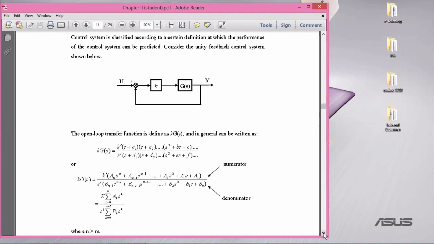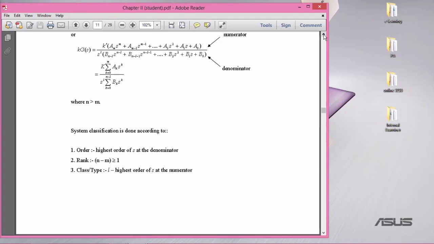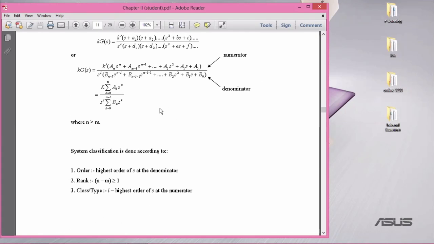So how do we classify a control system? Once you have put the open loop transfer function in terms of polynomial like this, the order is the highest power of s in the denominator. The rank, which is not that important.